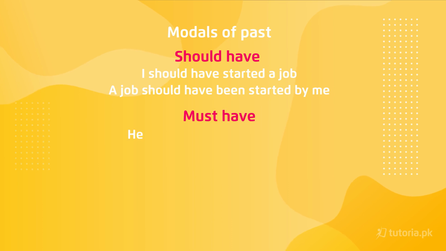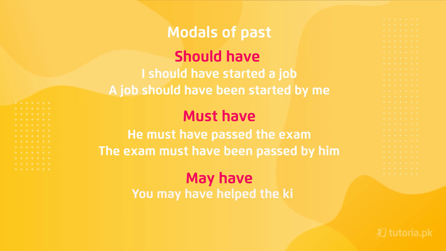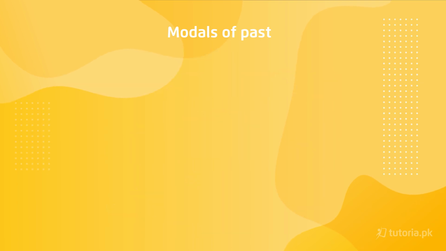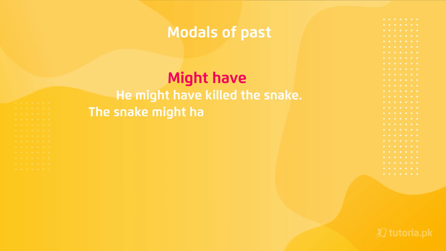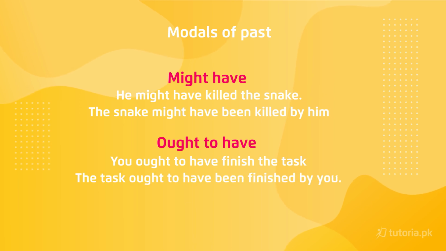Must have. He must have passed the exam. The exam must have been passed by him. May have. You may have helped the kids. The kids may have been helped by you. Might have. He might have killed the snake. The snake might have been killed by him. Ought to have. You ought to have finished the task. The task ought to have been finished by you.